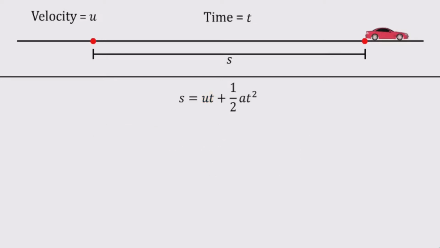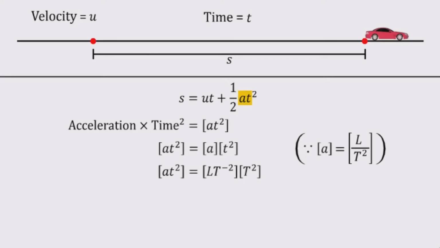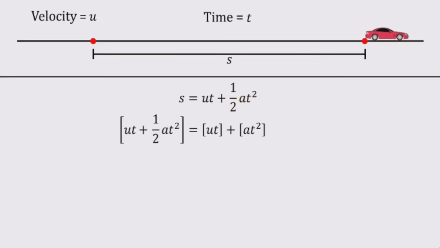The second term on the right-hand side of the equation is half at square. Half is a constant and thus does not have any dimensions. Here, it is the product of acceleration and time square. The dimensions of a are LT power minus 2 and that of t are T. Thus, the dimensions of at square are as shown. Taking the dimensional formula of the physical quantities in both the terms on the right-hand side of the equation, substituting their corresponding dimensions and simplifying, we find it is equal to L, which is the dimension of length as obtained on the left-hand side of the equation.